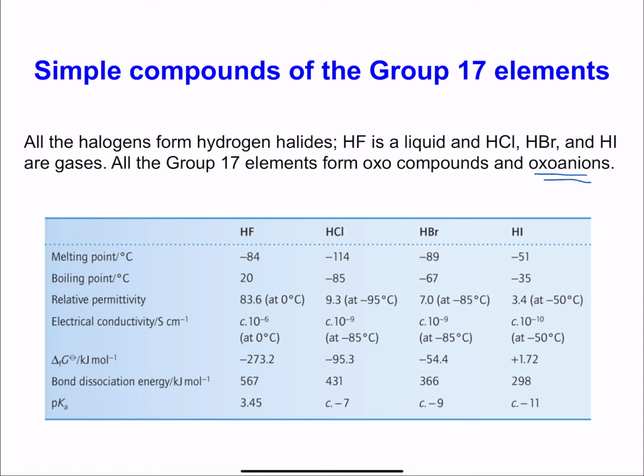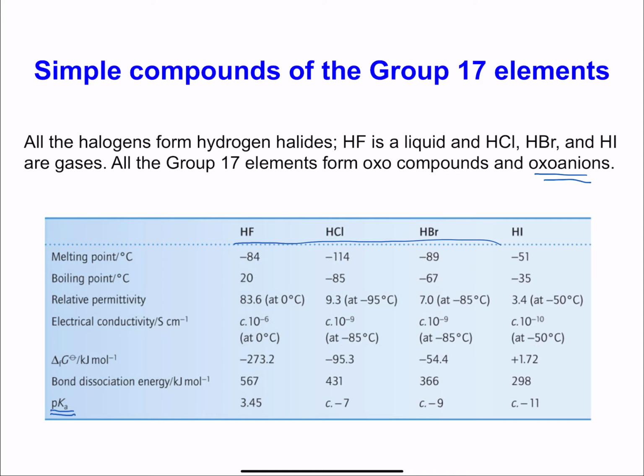Let's talk about examples for group 17. Group 17 elements form binary compounds with hydrogen. Almost all elements form hydrogen compounds. They also form oxo compounds and oxo anions. We'll talk about that on the next slides, okay? And let's talk about the hydrogen compounds for this group.